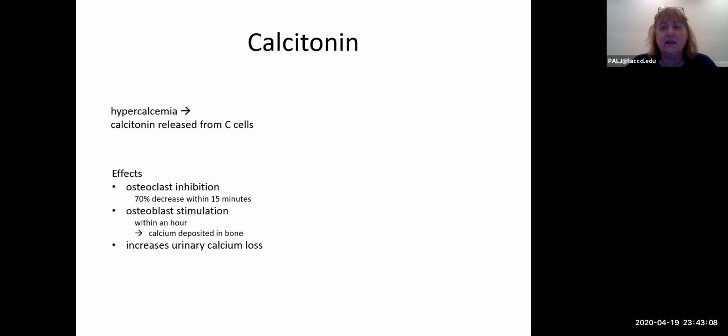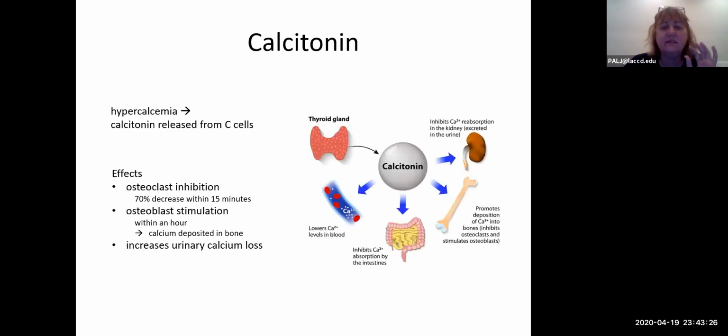In addition to this, it's going to stimulate osteoblasts so that we can take calcium out of the blood and now put it into the bone. So we're not releasing any from the bone, and we're adding more to the bone. In addition to that, it's going to make more calcium go out in your urine, and it's also going to prevent your intestines from absorbing the calcium. So here's a lovely little graphic showing all the things that calcitonin can do, which will eventually lower blood calcium levels, because we're taking calcium out of the blood and sending it into the bone and into the urine.